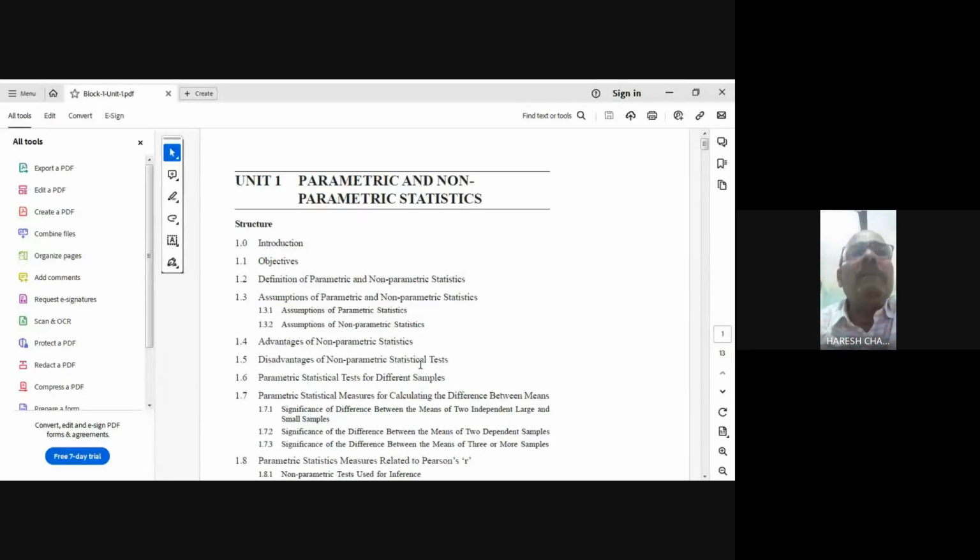The first block, and the first unit. Unit 1, block 1. And it is about parametric and non-parametric statistics.